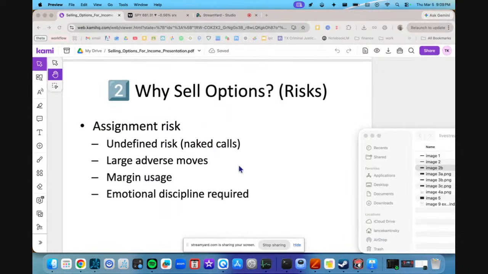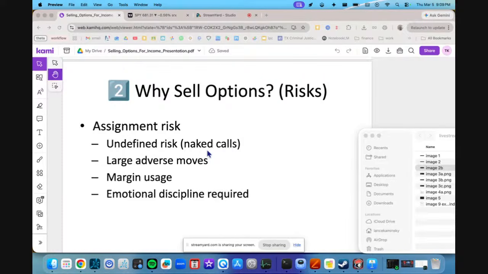Some of the risks, again, undefined risks that I just showed with the naked calls. If you have large adverse moves, I was mentioning a lot in my Discord that you want to stay a little bit low in options selling when the volatility was lower. But then with the war in Iran and a lot of news events happening, the volatility has increased lately. So you want to be taking advantage when the volatility is higher.